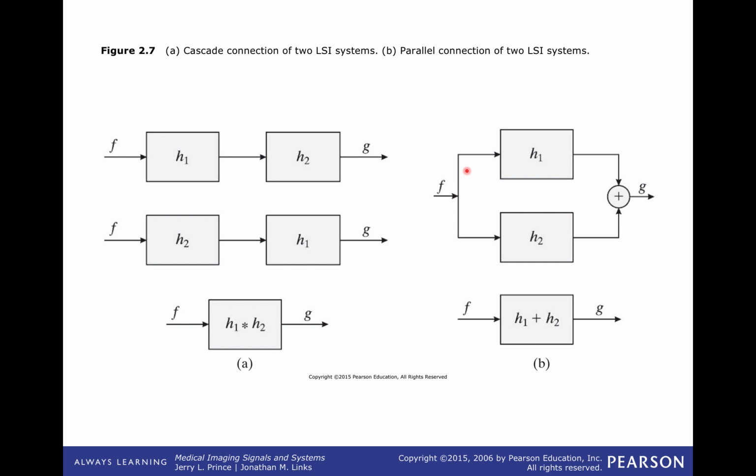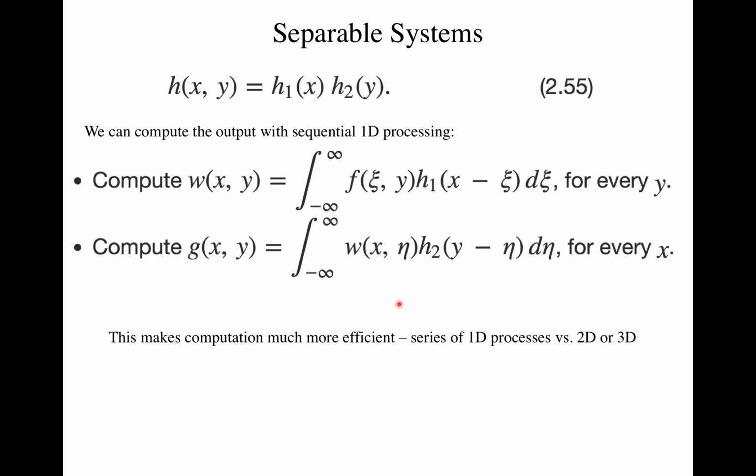And then as basically a result of the linearity, if I go through this one and the output is the sum of those two outputs, then you can sum the two point spread functions and just use that as your point spread function. Okay.